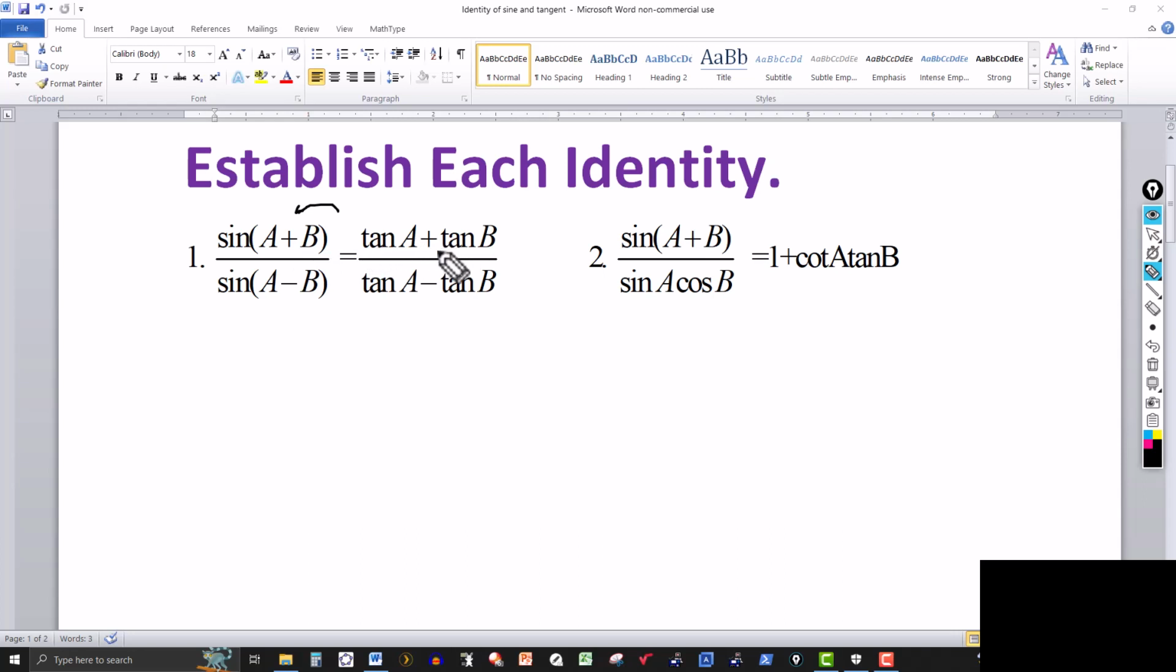All we're doing is simplifying. Once we write tangent of A as sine of A over cosine of A, and the tangent of B is sine of B over cosine of B, and same thing with the denominator, clear the fractions and you can show that you get the left side. And number 2 is probably the easier one.